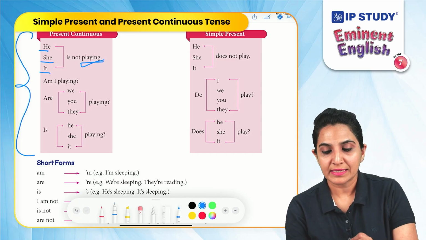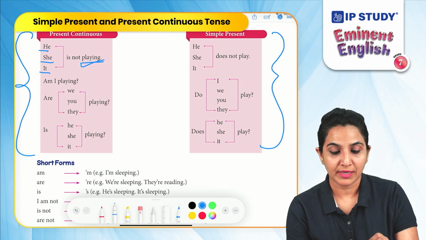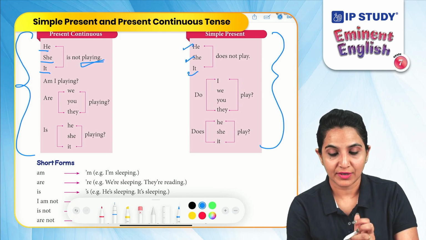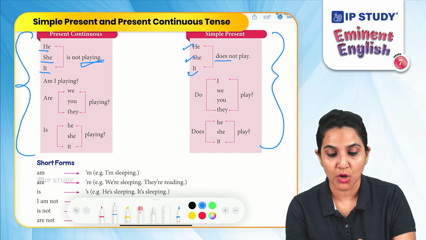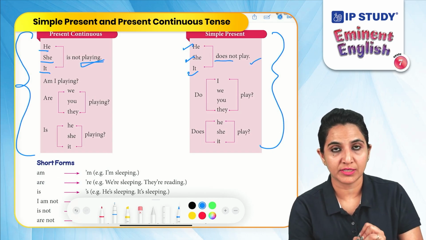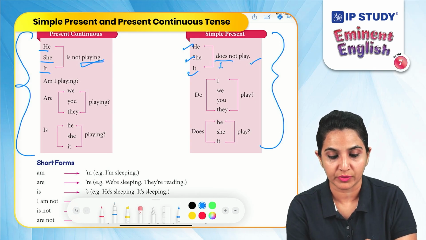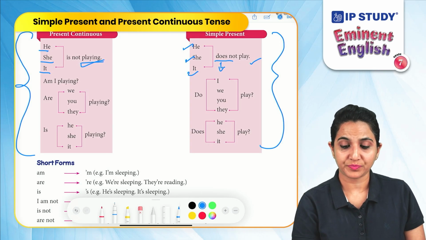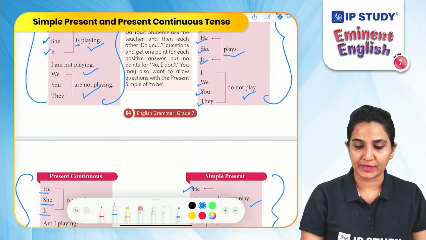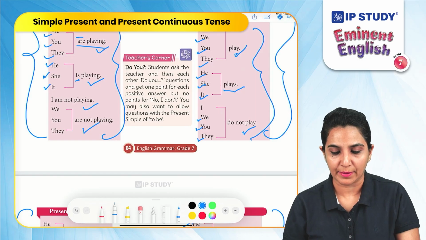Again, with simple present tense, with the singular nouns he, she, it, in negative sentences, we add does not play. So, along with the negative not, we add one more helping verb, which is does. It is a little different to what we did in these examples.